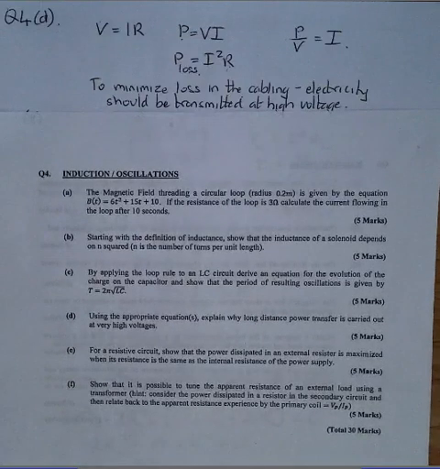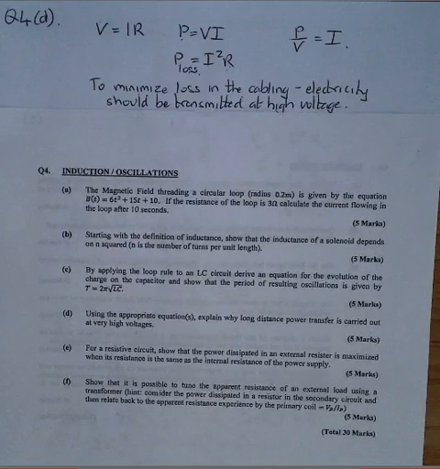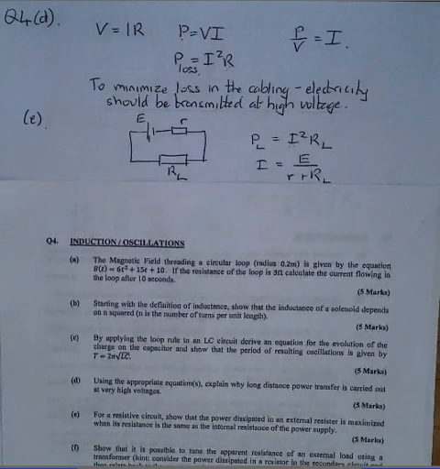Right, we move on to part E. For a resistive circuit, show that the power dissipated in an external resistor is maximized when its resistance is the same as the internal resistance of the power supply. Okay, so we're just going to assume a DC power supply.